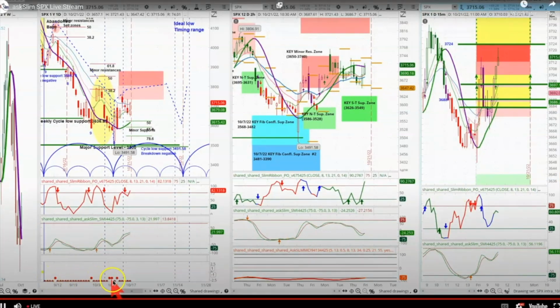So this is important as we look at the sum of the evidence, and that is on the bottom in here. You see that the option bias indicator is still red and negative. The slim ribbon PO is still red and negative. The askSlim market condition indicator is down here at minus 75 and negative. But the signs are starting to show that there's a bottoming going on. These things have to improve in order to get some decent movement that we're looking for up into December.